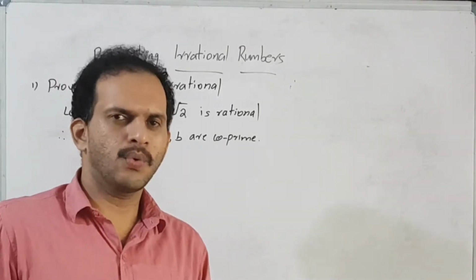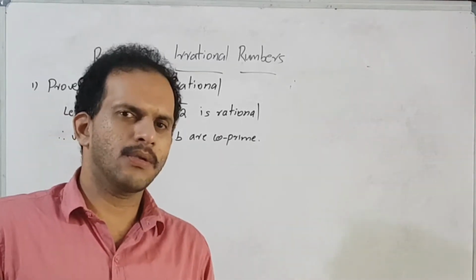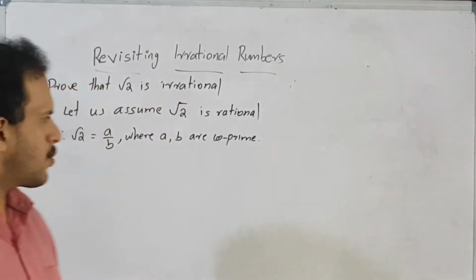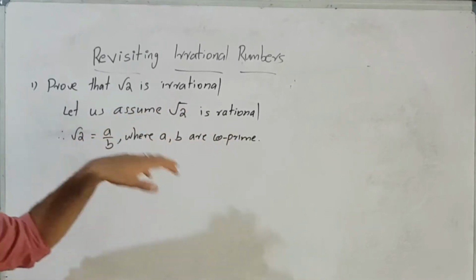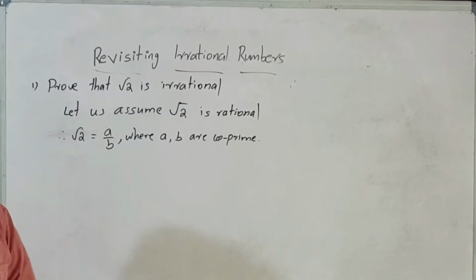For example, 2 and 3 are co-prime because there is no common factor other than 1. So here, assuming root 2 is rational, that means root 2 is possible to write in the form A by B, where A and B are co-prime.